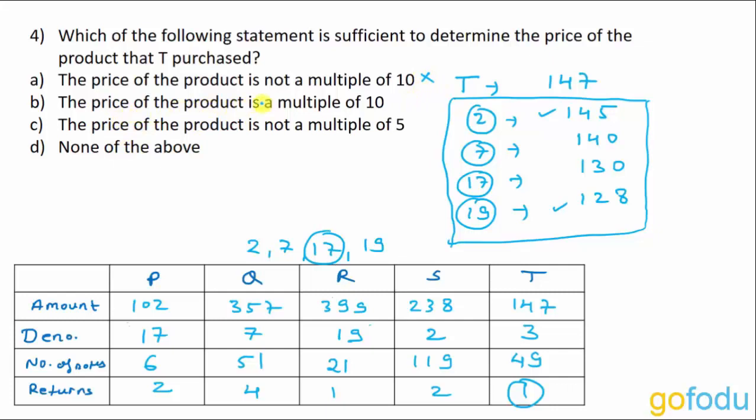Option B, the price of the product is a multiple of 10. Again, I have two values, 140 and 130. So again, a definite price is not determined with this statement. So it cannot be our answer choice.